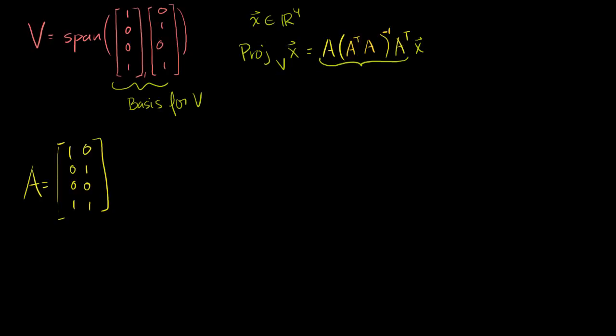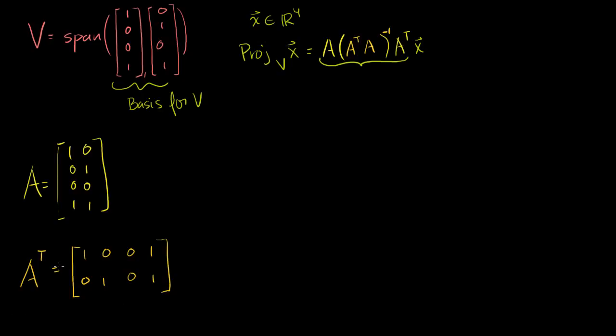So that's A. What is A transpose? A transpose is going to be equal to just all the rows turned to columns. So the first column becomes the first row, so it becomes 1, 0, 0, 1. The second column becomes the second row, 0, 1, 0, 1. That's what A transpose is.